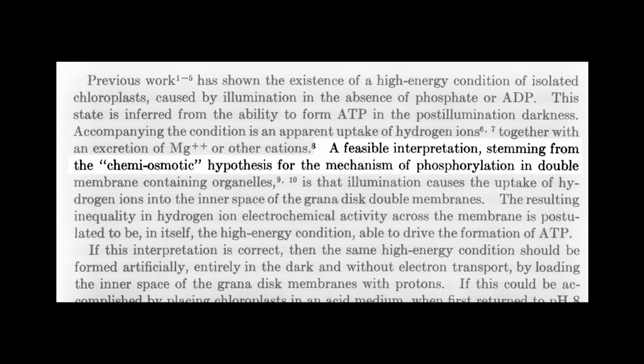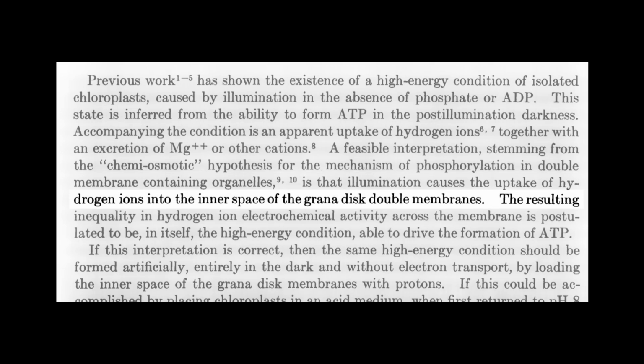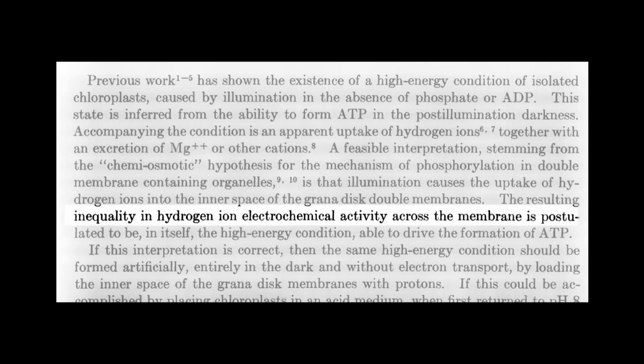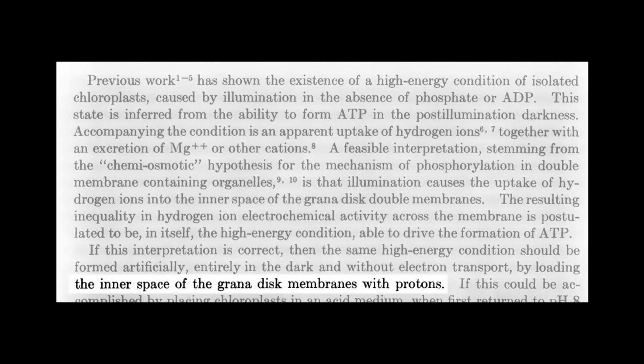A feasible interpretation stemming from the chemiosmotic hypothesis for the mechanism of phosphorylation in double membrane-containing organelles, like chloroplasts and mitochondria, is that illumination causes the uptake of hydrogen ions into the inner space of the granal disk double membranes. The resulting inequality in hydrogen ion electrochemical activity across the membrane is postulated to be, in itself, the high-energy condition able to drive the formation of ATP. If this interpretation is correct, the same high-energy condition should be formed artificially, entirely in the dark and without electron transport, by loading the inner space of the granal disk membrane with protons.